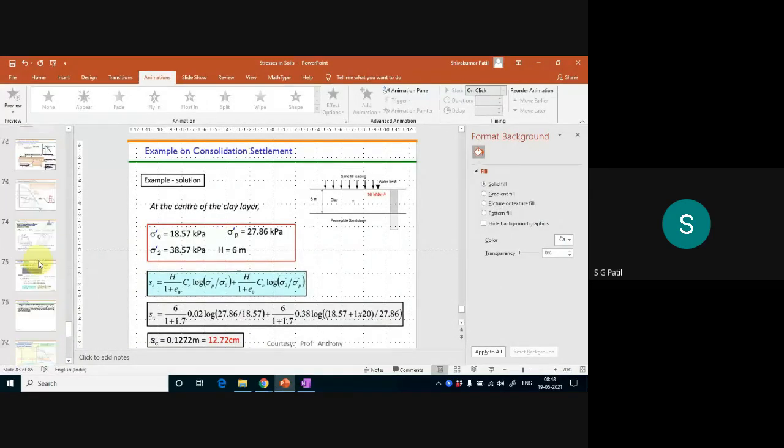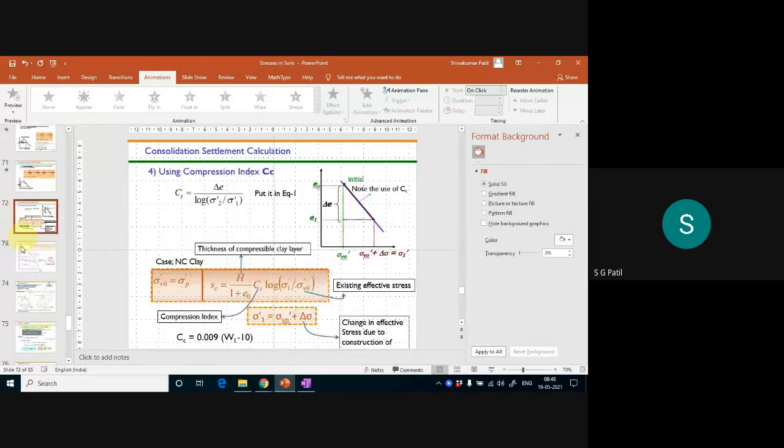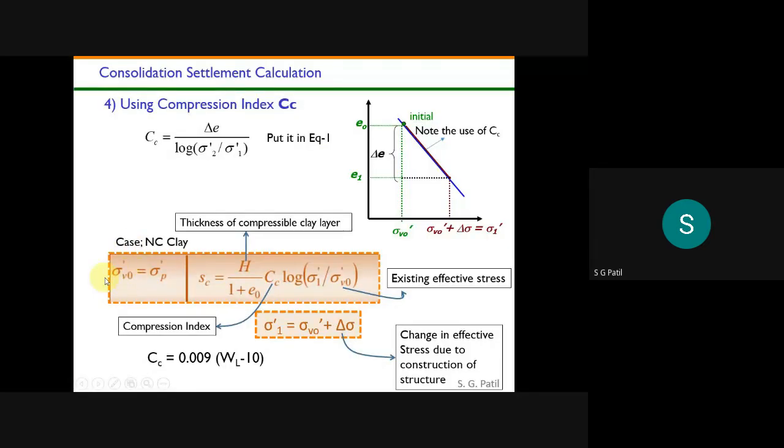In the last class, we discussed how to calculate the consolidation settlement in NC soil, that is, normally consolidated clay soil. What do you mean by normally consolidated? The present vertical stress is equal to the pre-consolidation stress. That condition is called normally consolidated clay.